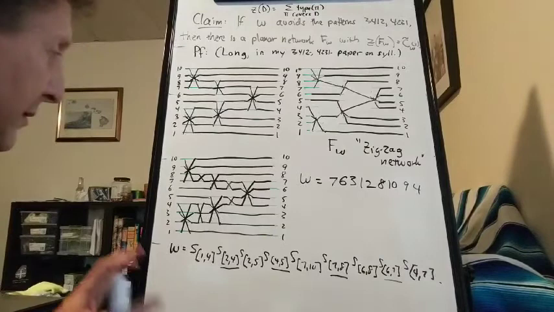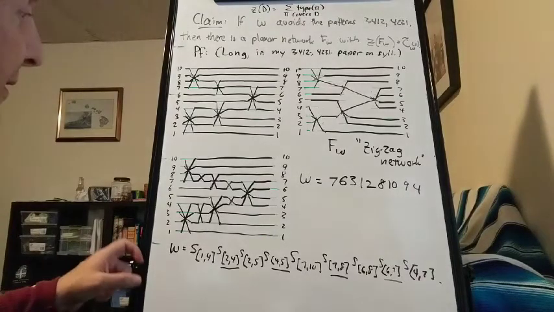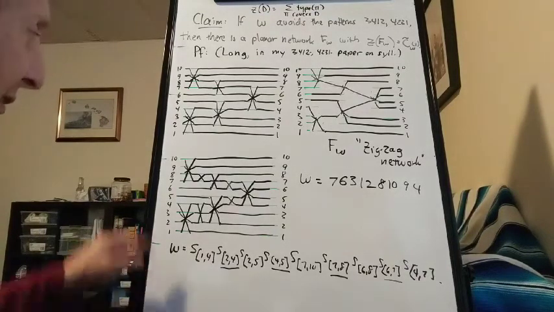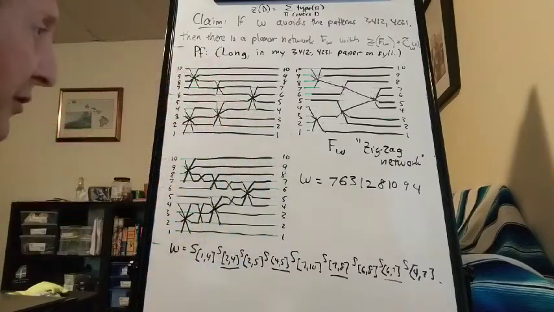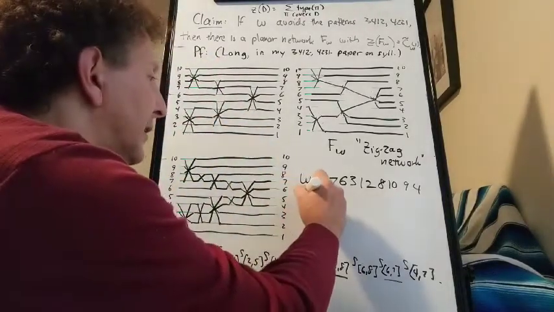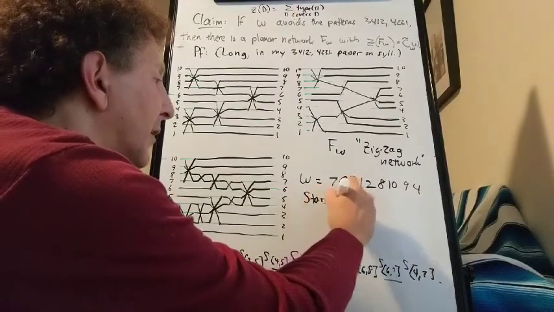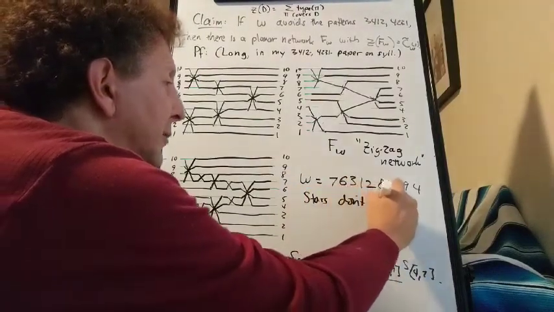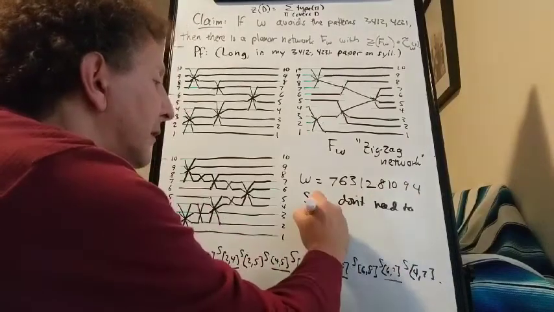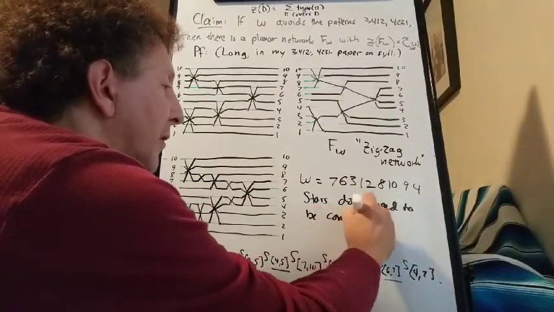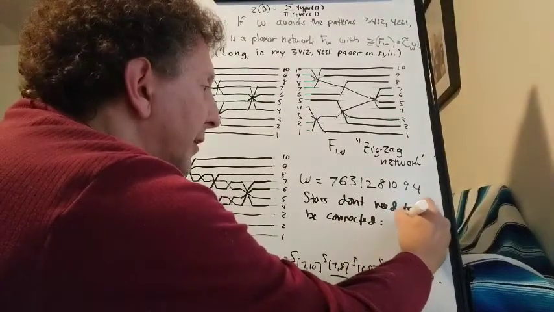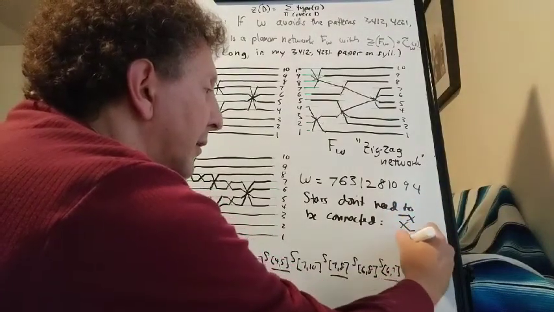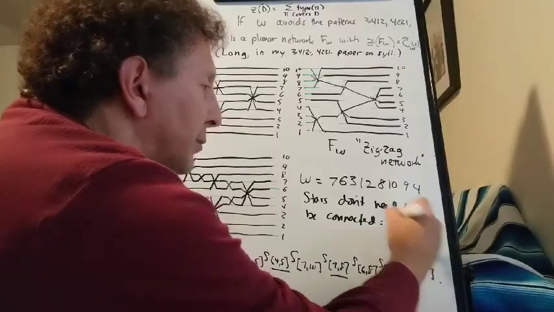Now I should mention, in case you get the wrong idea, that descending star networks don't need to be connected. Here the stars, the intervals, all overlap each other, but stars don't need to be connected. So, for instance, if we have this planar network, that's fine.